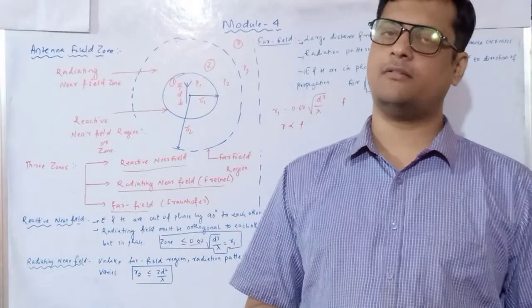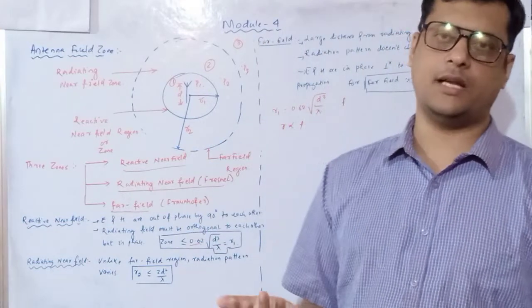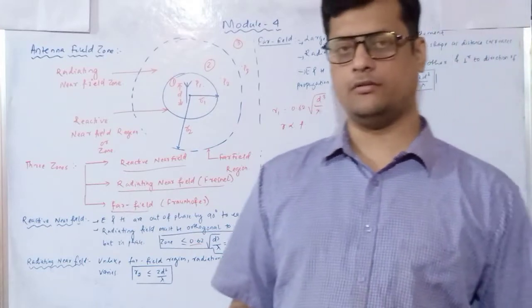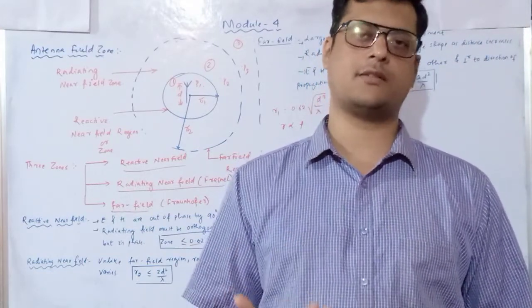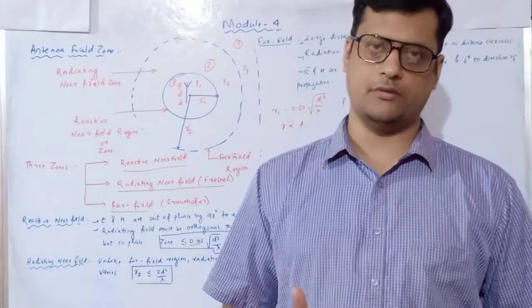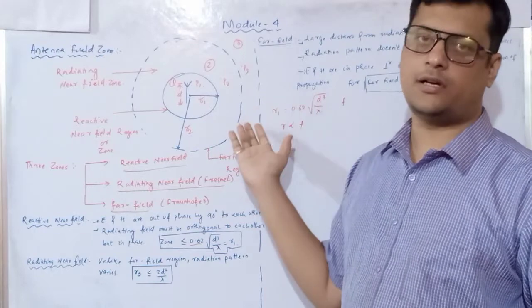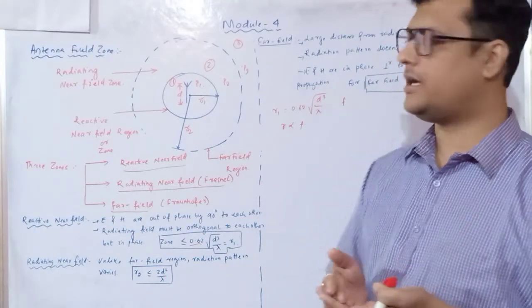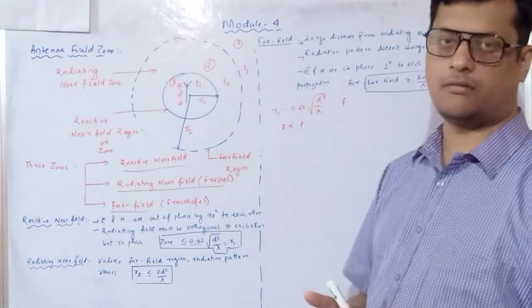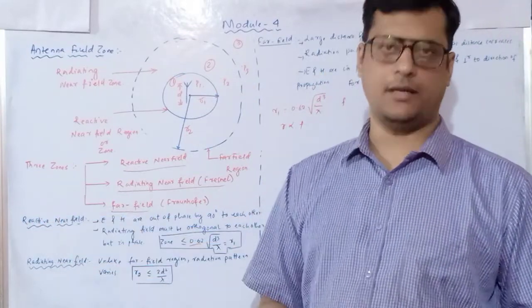So this relation will help us judge, for long distance communication, how much frequency we are going to use, and for short distance communication, what the frequency will be. According to that we have to judge the frequency for long distance and for short distance, with respect to this particular zone. So this first one is called the reactive near field zone.